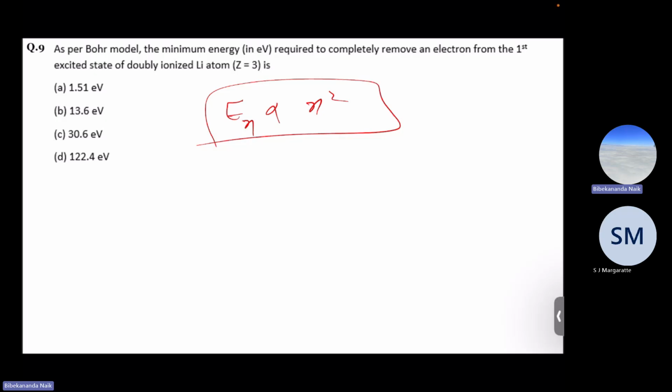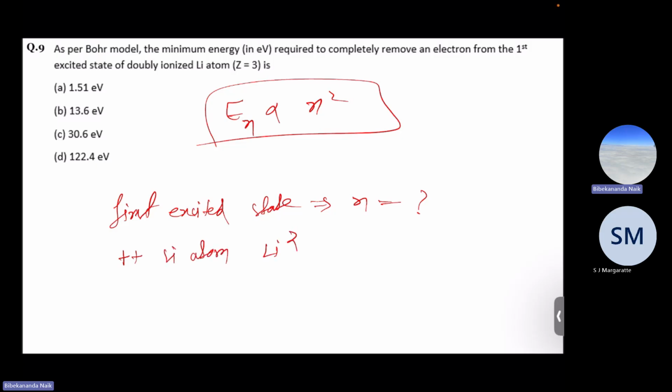So here it is the first excited state. What will be the value of n? And doubly ionized lithium atom, that is lithium 2 plus. Then what will be the value of Z? For lithium Z is 3, and for the first excited state, we know n equal to 1 is the ground state, so the first excited state will be n equal to 2. So n is 2, Z is 3.